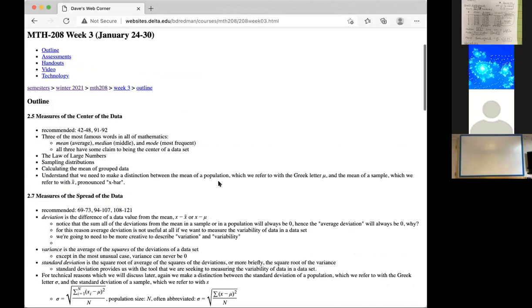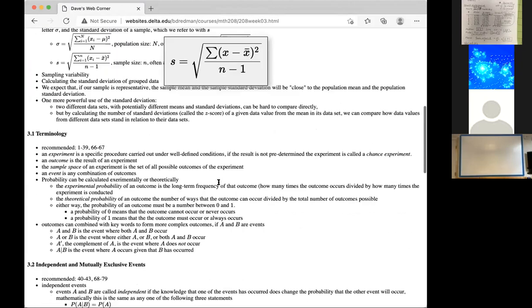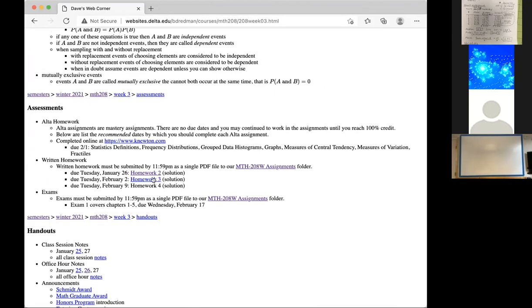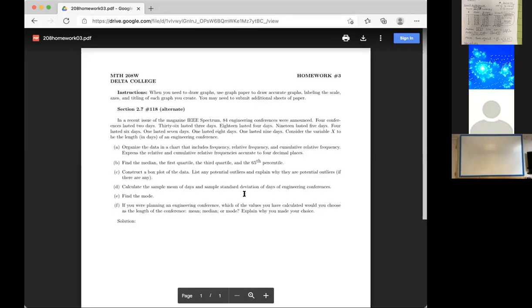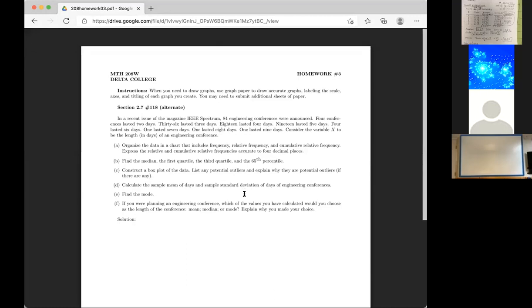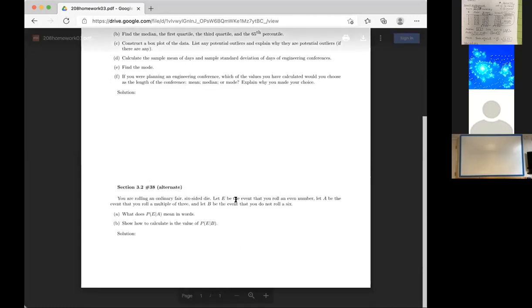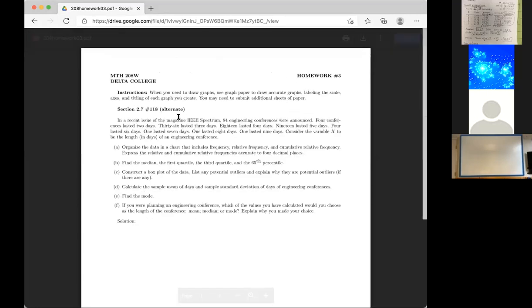Now we're doing homework number 3. And homework number 3 is posted if you want to get started on that. You should get started on that right away, of course. So there's homework number 3. Here's a question similar to the one we're doing now. And then here's a question about probability, which is the other thing you're practicing this week. So that's homework number 3.